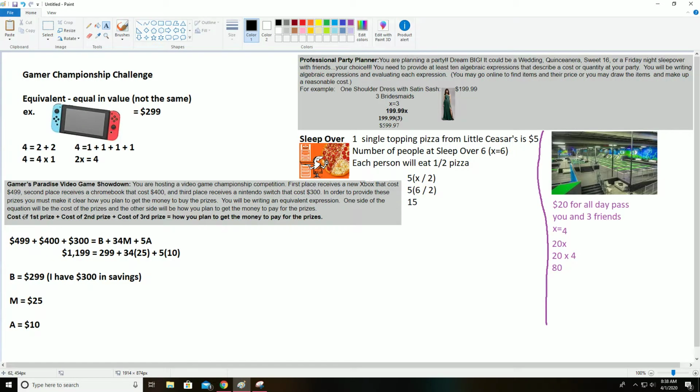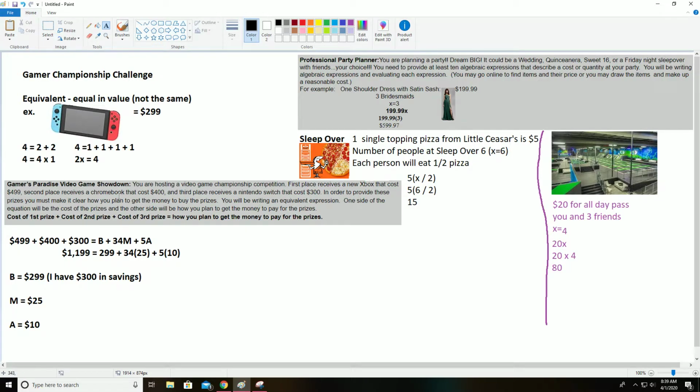All right, so on the first one, it says Gamers Paradise Video Game Showdown. You are hosting a game championship competition. First place receives a new Xbox that costs $499. Second place receives a Chromebook that costs $400. And third place receives a Nintendo Switch that costs $300.